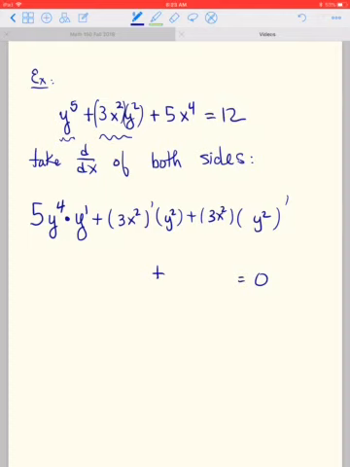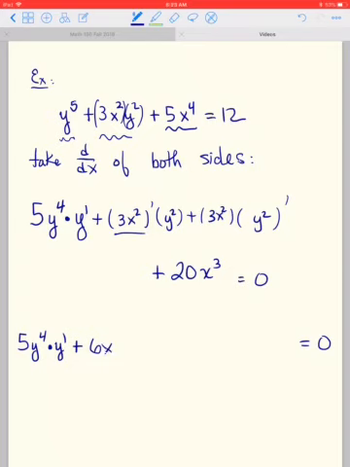And then finally our last term, this 5x to the fourth, we can just use the power rule. That's 20x cubed. Right? So let's keep going. We've got some derivatives left to simplify. So let's rewrite this expression. We've got here 5y to the fourth times the derivative of y. And then, what's the derivative of 3x squared? That's 6x. And multiply that by y squared. And then I multiply this by 3x squared.